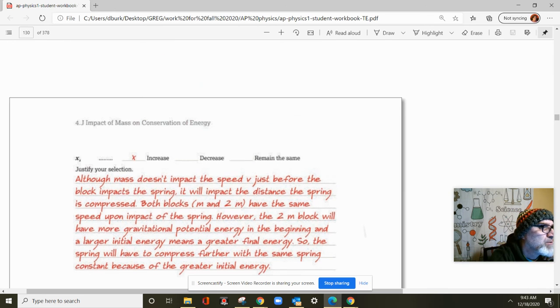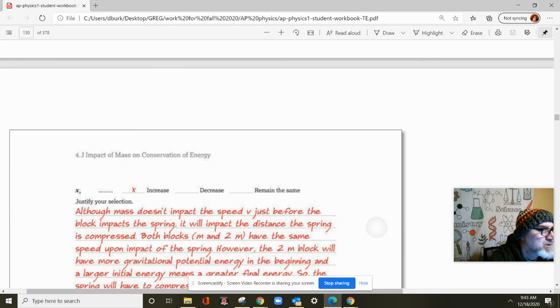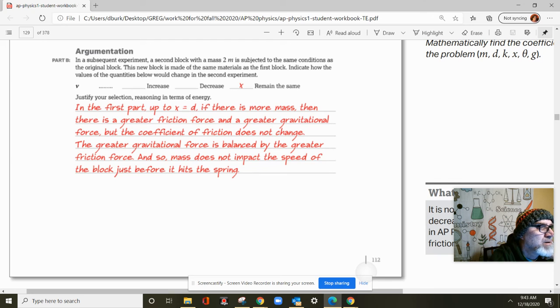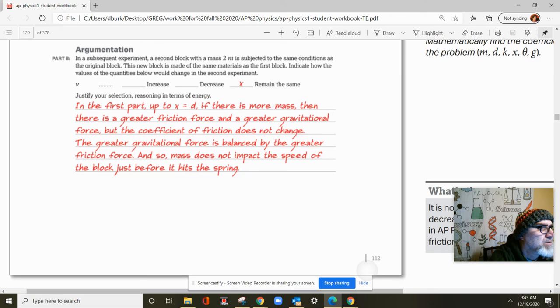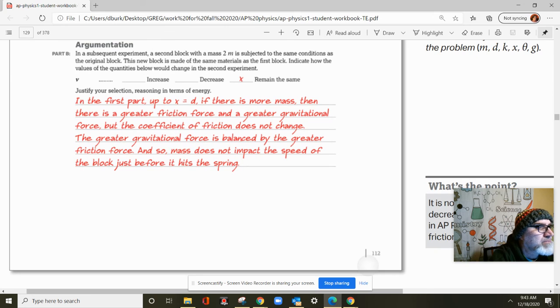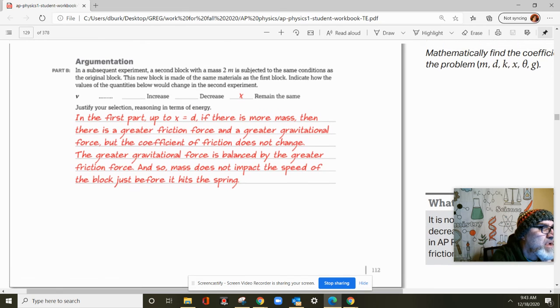So I don't even know, what's the question? It's on a different page. There is no question. Oh, new block, how the values would change. V would remain the same. I really thought they were talking about the coefficient of friction. I'm sorry, I gave an explanation for the completely wrong thing.